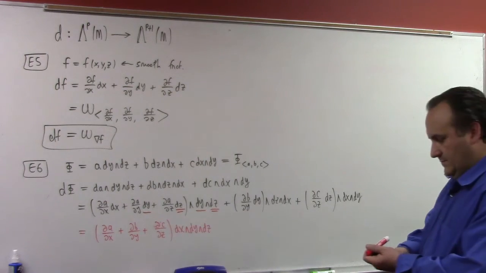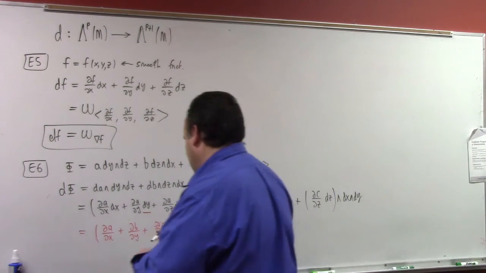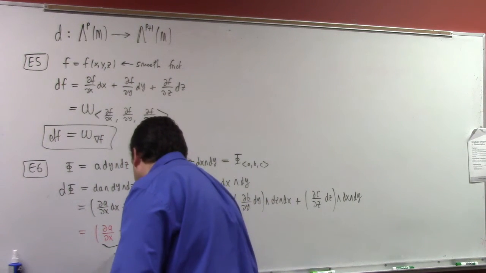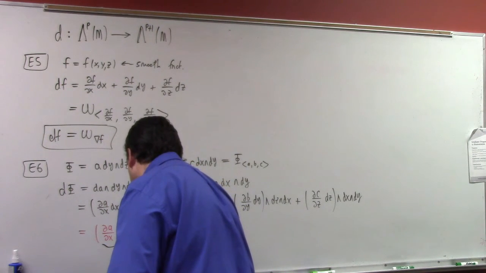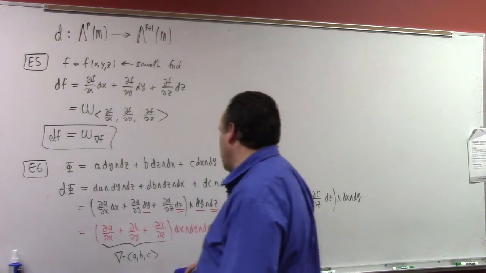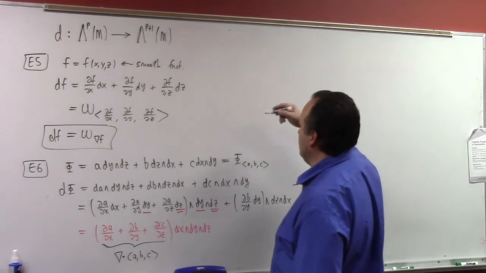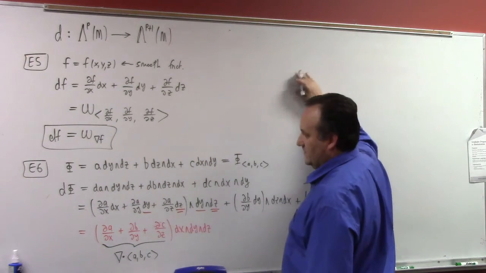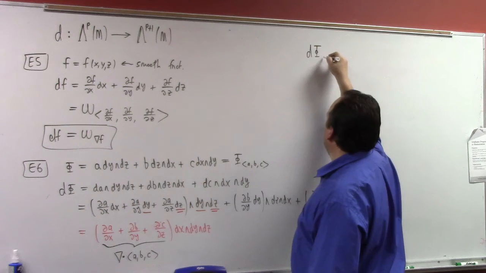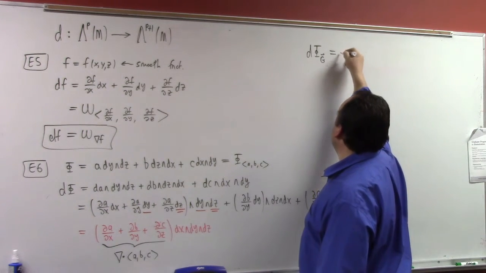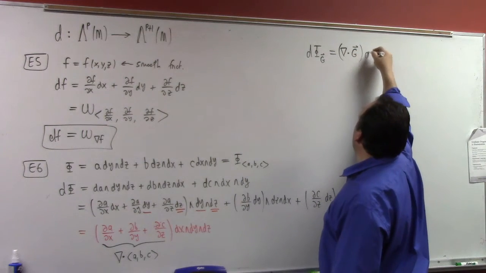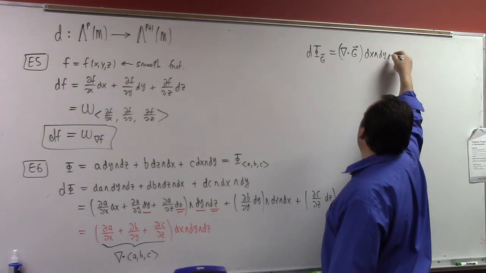And what is that? Yeah, that's easier to recognize. That's the divergence, right? Is that what you tell me? So, in other words, example 6, just to put a ribbon on it, so to speak: the differential of the flux form of a vector field G is the divergence of the vector field G times dx wedge dy wedge dz.